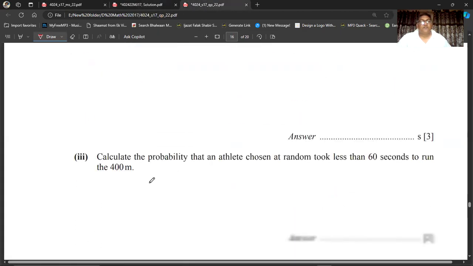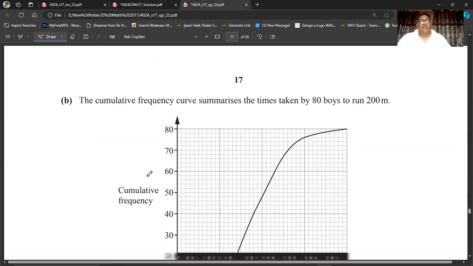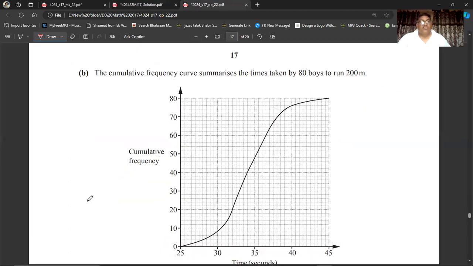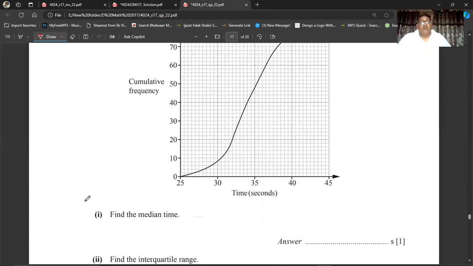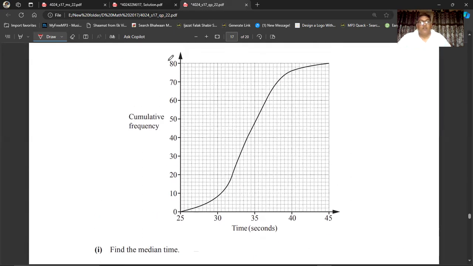And here we go. Okay, so we are on the B part. It's a little tricky question. He says the cumulative frequency curve summarizes the time taken by 80 boys to run a 200-meter race. Okay, find the median time. For 80, I will find the 50%. That will be 40. From 40, I will go to the graph.